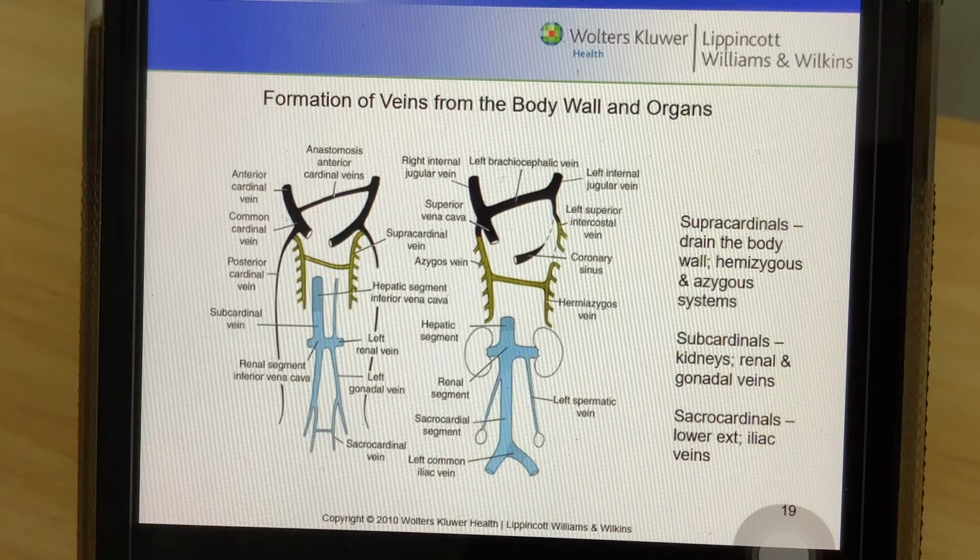Most of the posterior cardinal veins degenerate as new veins form. The new veins include the supracardinals, which drain the lower extremities. This is the summary of the slide: supracardinals drain the body wall, the hemiazygous and azygous systems. The subcardinals drain the kidneys, renal and gonadal veins, and the sacrocardinals drain the lower extremities and iliac veins. That is the important part, okay?